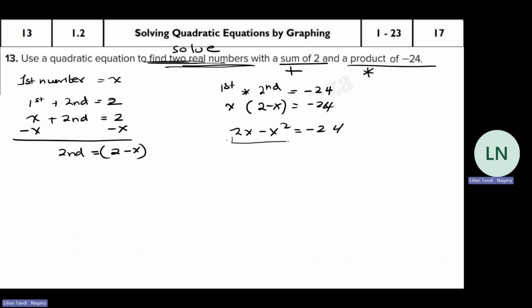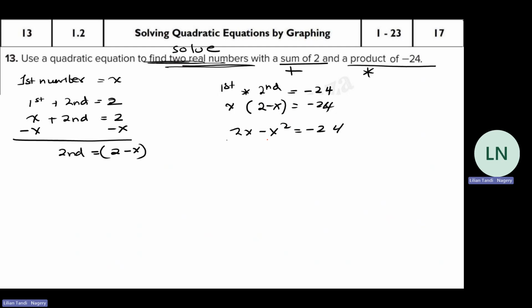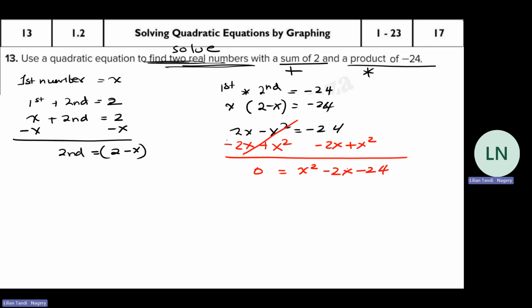So I'm going to take this to this side. Why? Because my x squared is negative. I don't want it to be negative, I want it to be positive. And I need my equation to equal 0. Minus 2x plus x squared. This becomes 0. x squared minus 2x minus 24 equals 0.